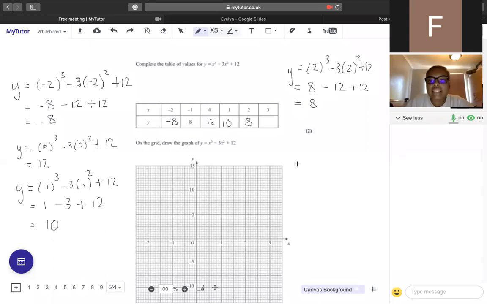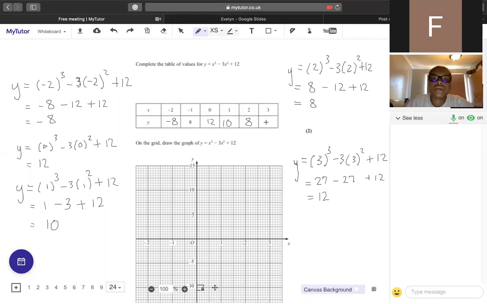And then for x equals 3, our last one. So we will have 3 cubed minus 3 squared plus 12. So 3 cubed is 27, so it's 3 times 3 times 3. We've got -3 multiplied by 3 squared, so 3 squared is 9, multiplied by -3 is -27, and then plus 12. So our answer for this one would be 12.